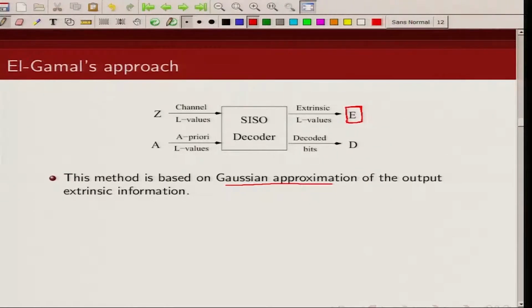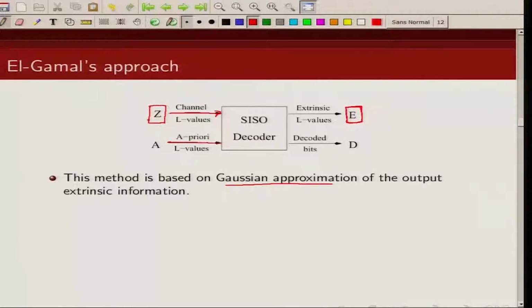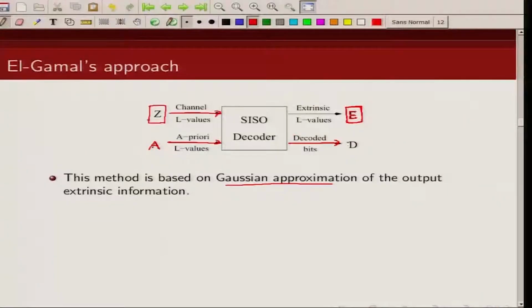So, note there are two inputs to my soft input soft output decoder, one which I am referring to by Z, which is the channel received L values. The second one is the a priori values, and there are two outputs, one is the extrinsic information and the other one is the APP L values. If I take a hard decision on that, what I get is my decoded bits.